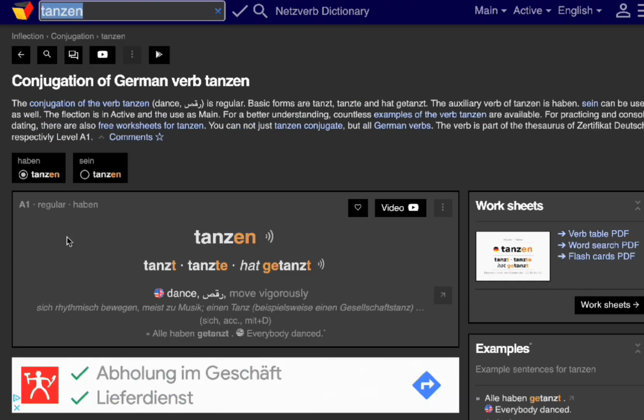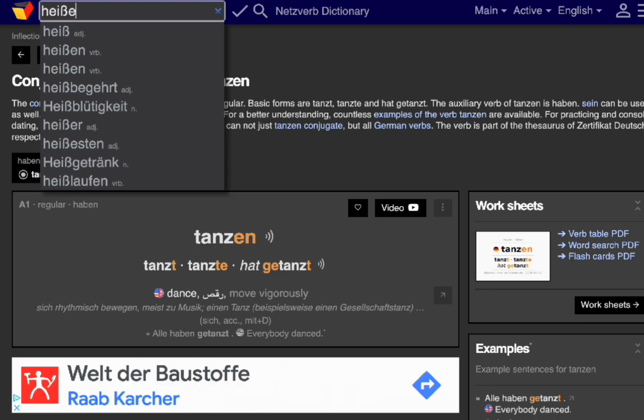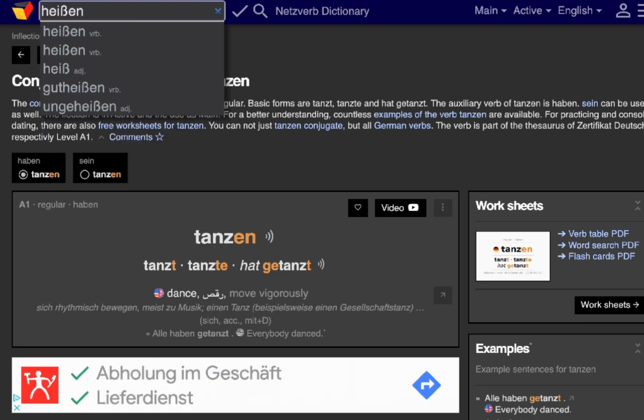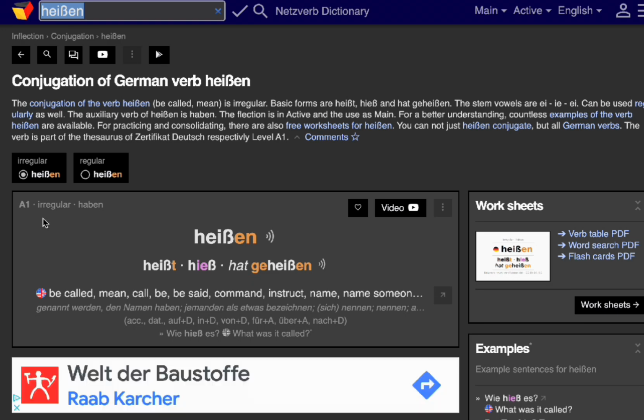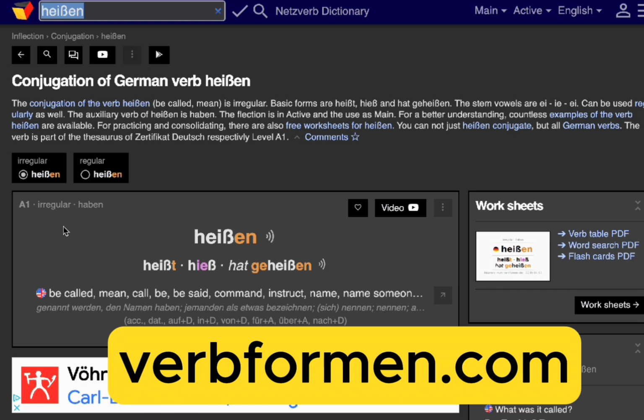Let's take an example of a verb which is not regular. So I will write heißen, which means to be called, as ich heiße. So in this case, you see that it is an irregular verb. But this was just to give you an idea of how you can find whether a verb is regular or not.